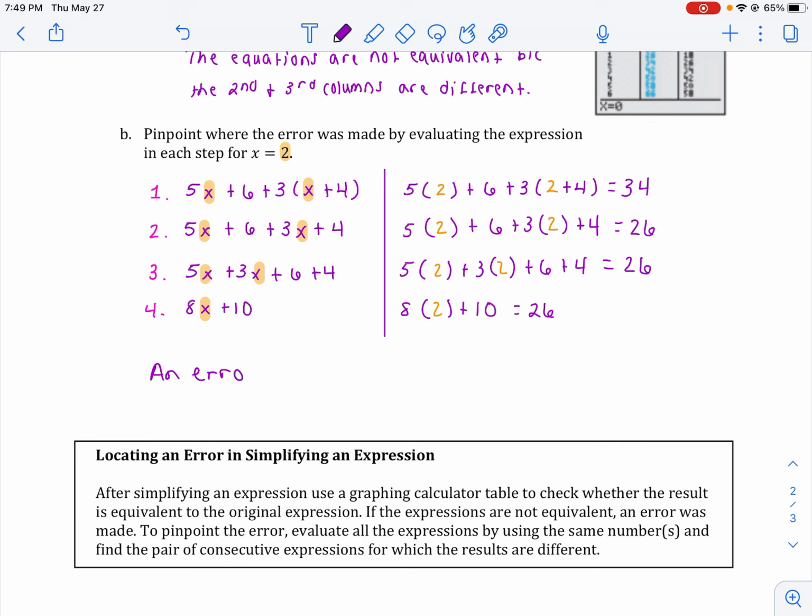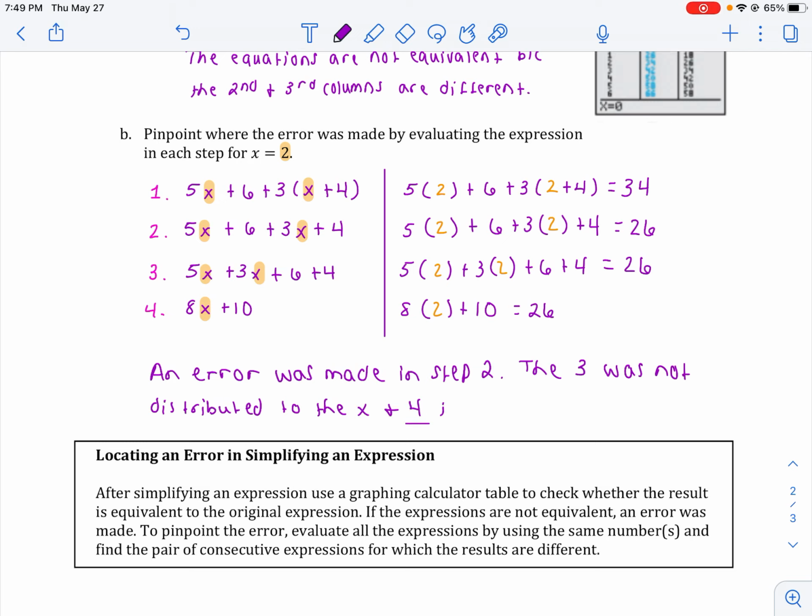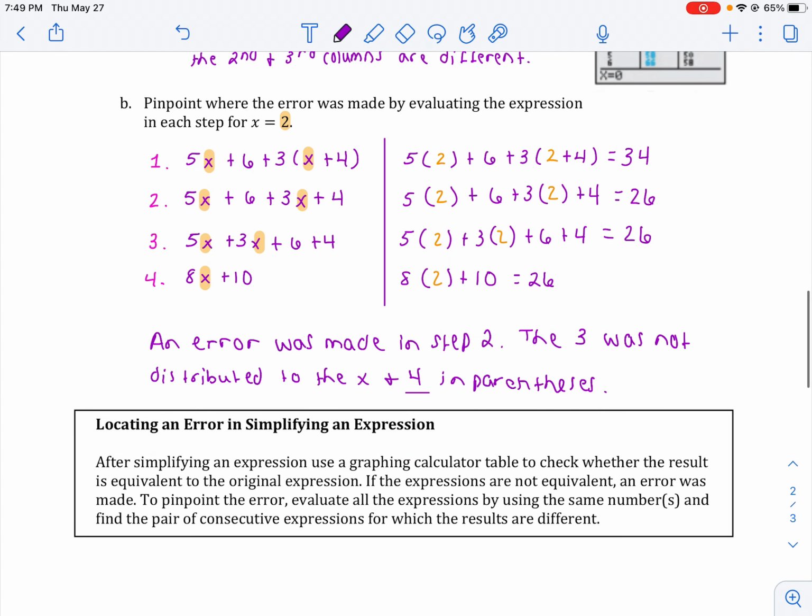So an error was made in step 2. The error specifically was that the 3 was not distributed to the x and the 4. That's the big one there in the parentheses. There we go. So locating an error in simplifying an expression.